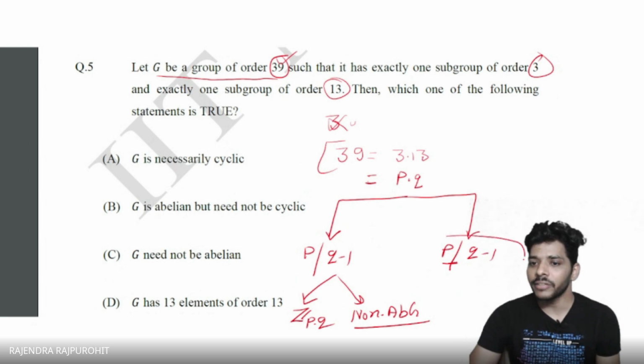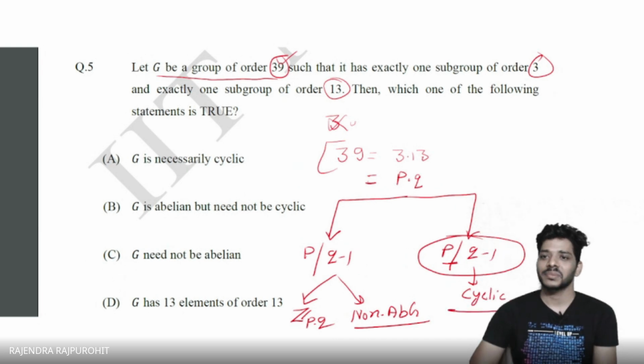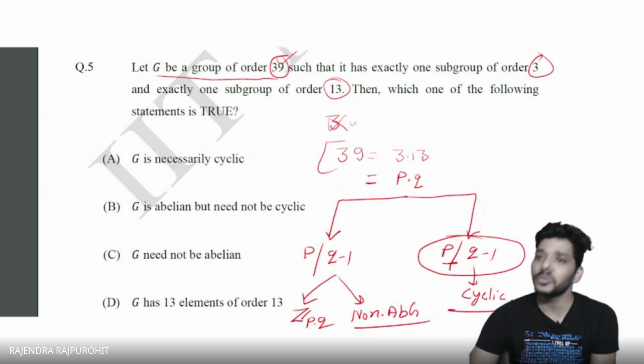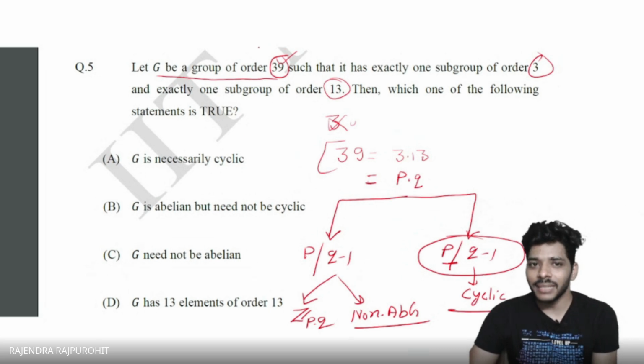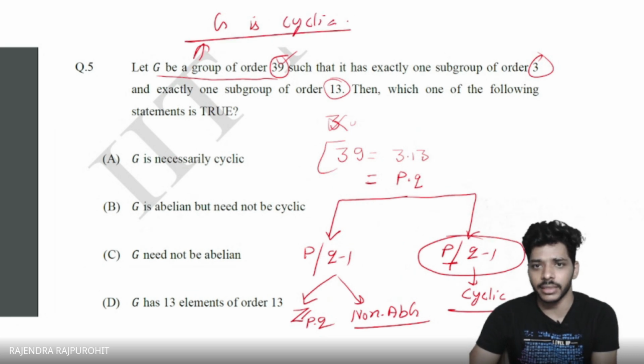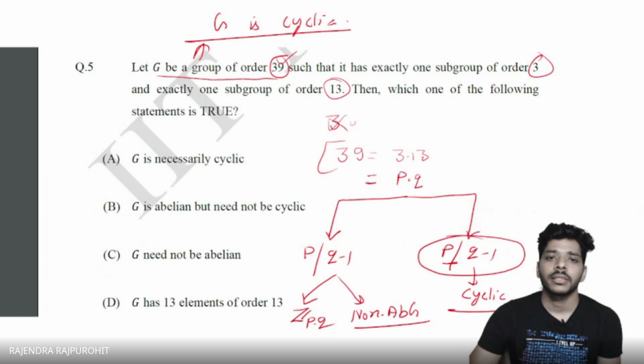If p does not divide q minus 1, then the group is always cyclic. If the order of the group is p times q and p does not divide q minus 1, then the group is cyclic. That's it. Irrespective of that, I can now claim that G is cyclic. You can note down this result. It's very popular and will be helpful for you in GATE, NET, JAM, every exam. So G is cyclic.